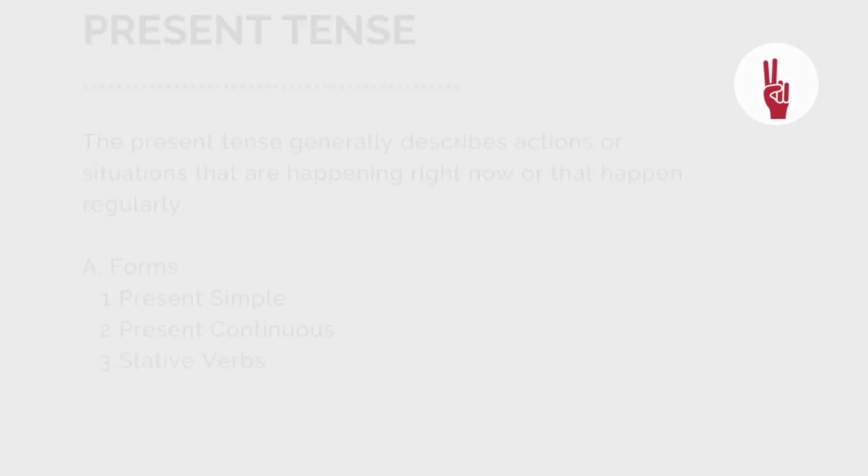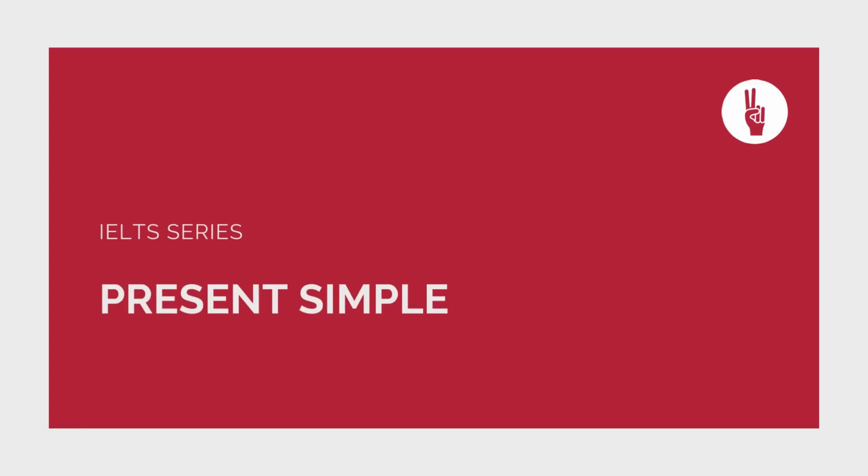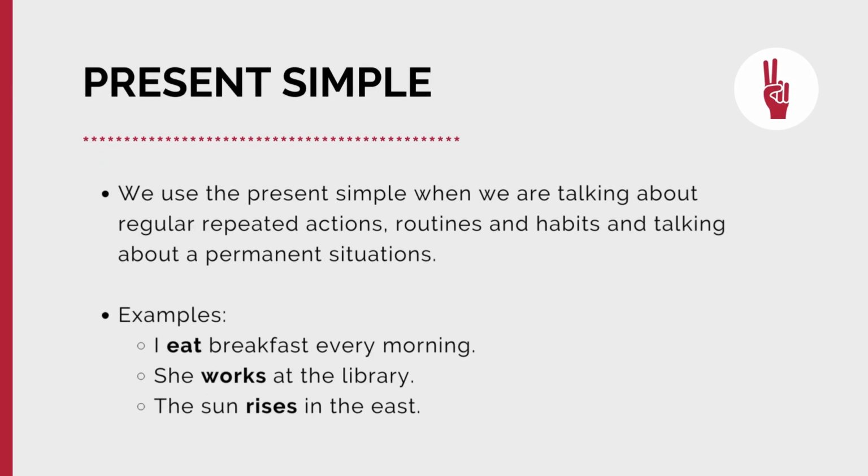Let's talk about the present simple. We use the present simple when we are talking about regular repeated actions, routines, and habits, and talking about a permanent situation. I eat breakfast every morning. She works at the library. The sun rises in the east.